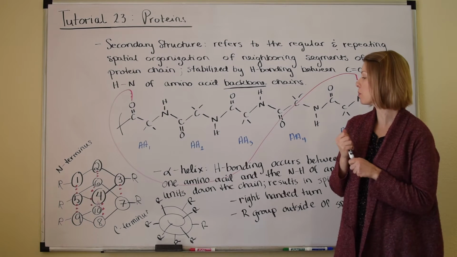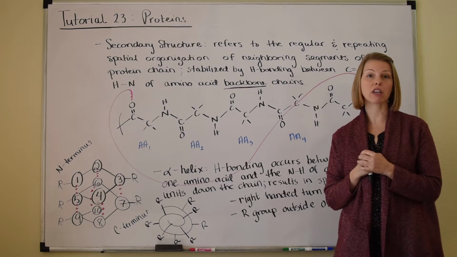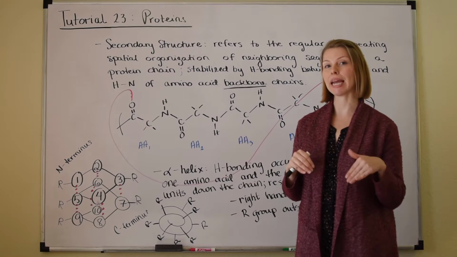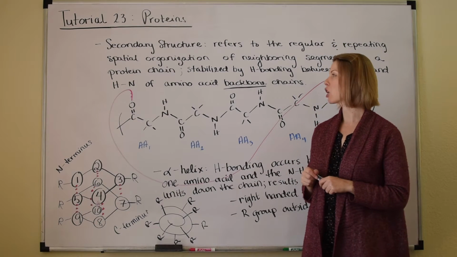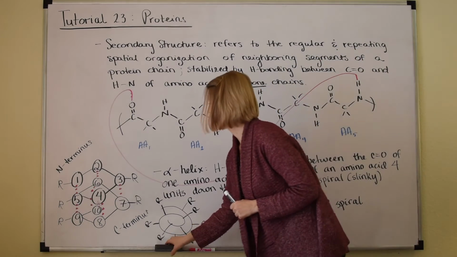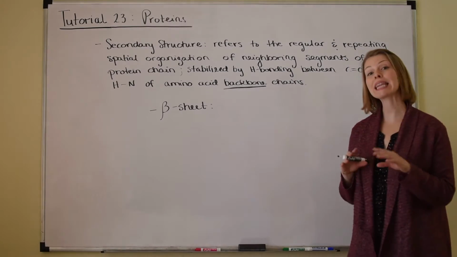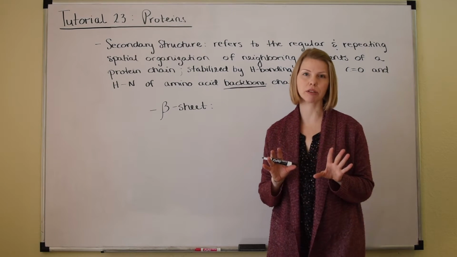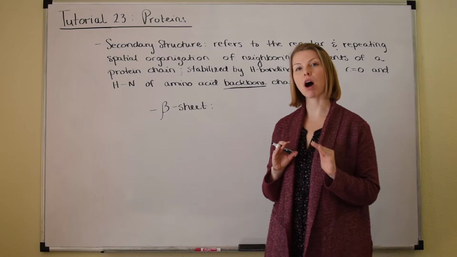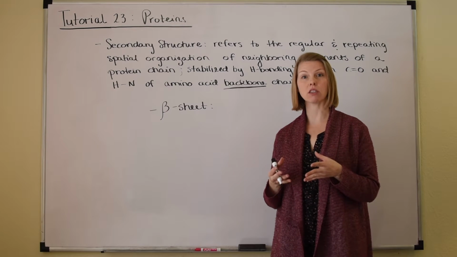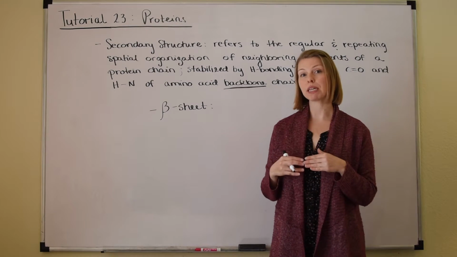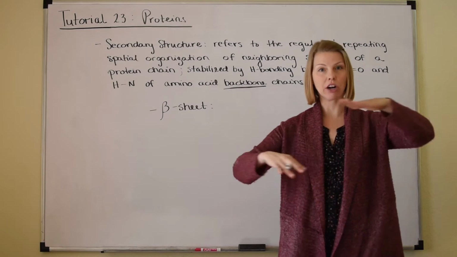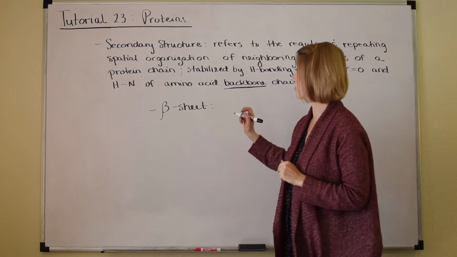Now we don't have room, so I'm going to erase here, but we also want to talk about the second subcategory of the secondary structure, which is the beta sheet. So let's erase here and go on to beta sheet. Okay, in the beta sheet, which again is a subcategory of the secondary structure, we have hydrogen bonding occurring between the carbonyls and the NHs of amino acids that are in neighboring segments running anti-parallel to one another. So let's write that up here.